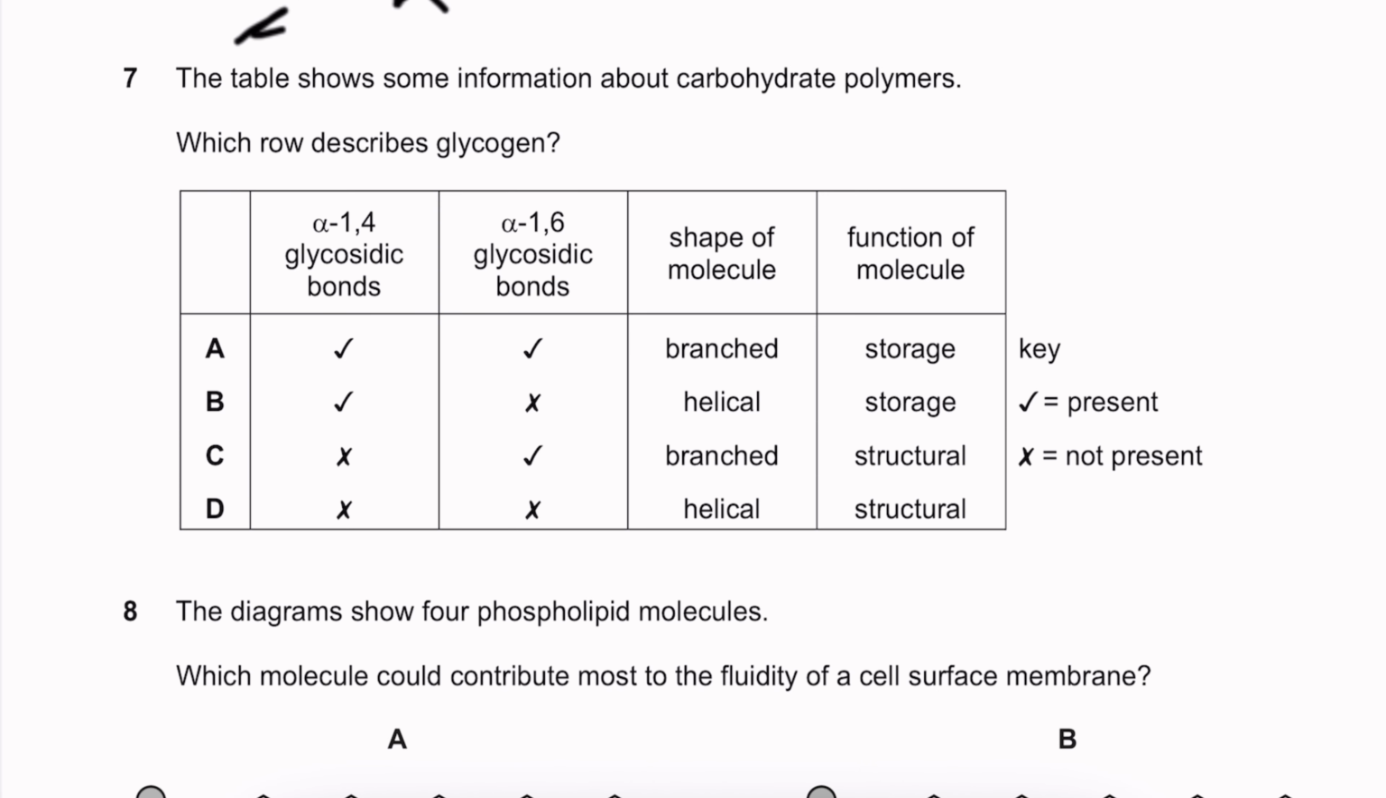Number 7, the table shows the information about carbohydrate polymers, which row describes glycogen. Okay, so glycogen contains both 1,4 and 1,6 alpha glycosidic bonds, and so we should choose those. The shape is not helical, that's the shape of amylose. So basically, not found in starch, not found in glycogen, and so basically it's branched. Its function is storage, not structure. That's the function of another polysaccharide known as cellulose, and basically chitin too, which are found in cell walls. So cellulose is found in the cell wall of plants, chitin in the cell walls of fungi, and so that's letter A.